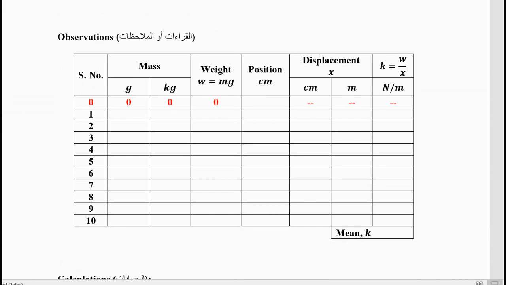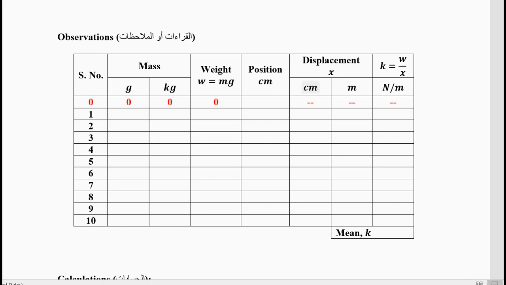Serial number as usual, you have to take at least 10 readings, leave the 0th row for 0, 0. Mass will be measured in grams, and do the calculations in kilograms. Calculate the weight using mass in kilograms, g is 9.8 meters per second square. Note down the position. The first position with 0 mass is not always 0, sometimes the pointer is a little bent or shifted. So take care of that.